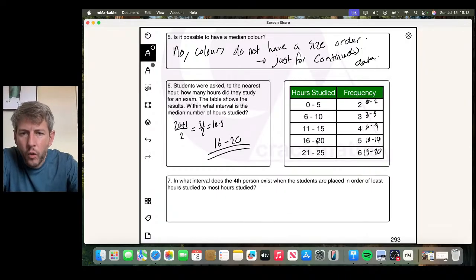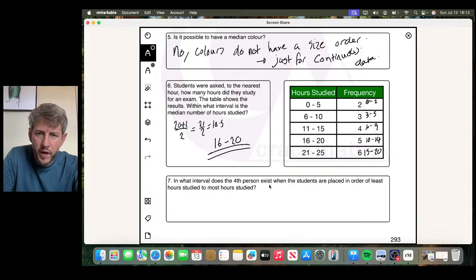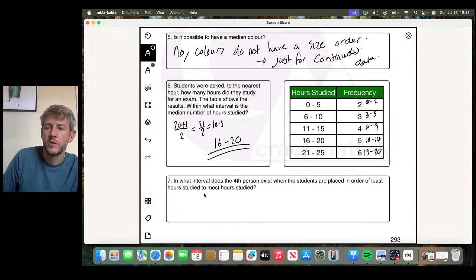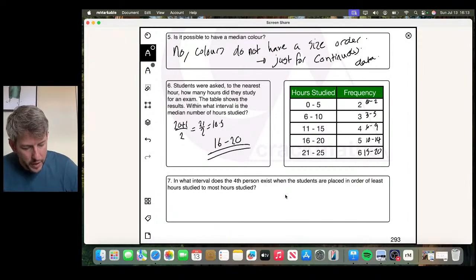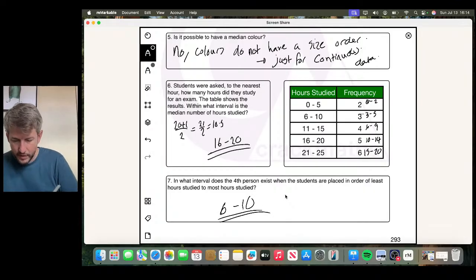In what interval does the 4th person exist when the students are placed in order of least hours studied to most hours studied? Okay, so the 4th person is in this section here, because this is the 3rd to the 5th person. So that's going to be 6 to 10. Okay, right, and I think that concludes those questions.